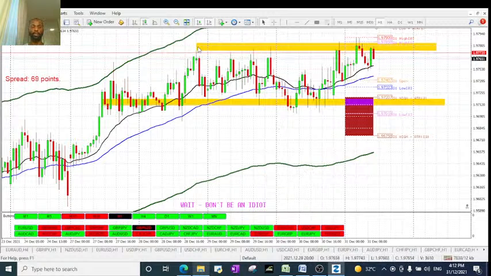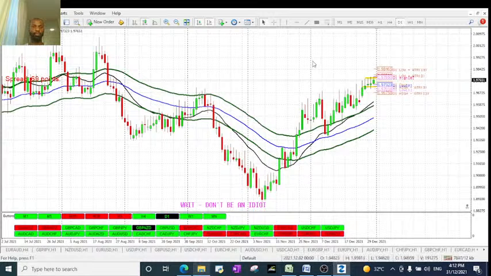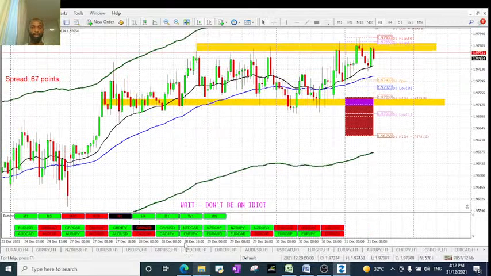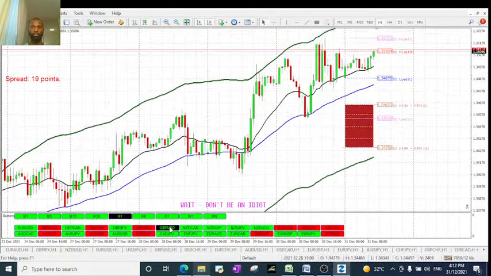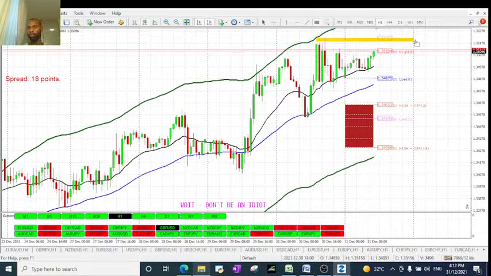You can see how many times we've tested this: 1, 2, 3, 4, 5, 6. Now we are rejecting again. Let's keep moving. Pound US in an uptrend.